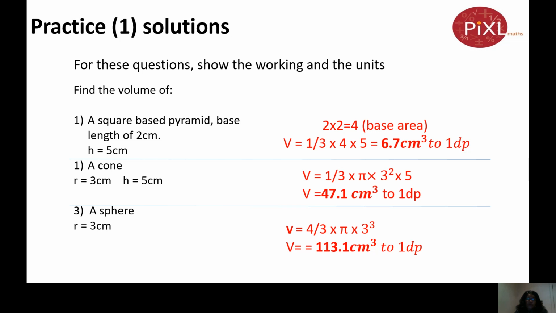For the cone, 1/3 of pi r squared times the height. So we work it out, 47.1 centimeter cube. And for the sphere, the radius is 3, so that will be 4/3 pi r cube. And we work out the answer, 113.1 centimeter cube. Okay, check your answers and mark it.